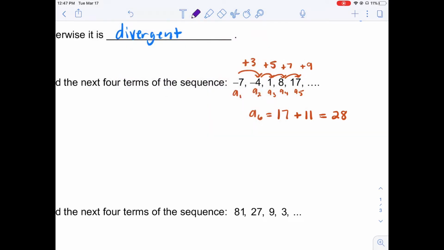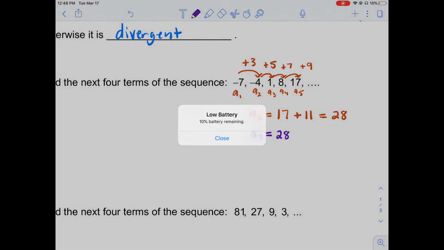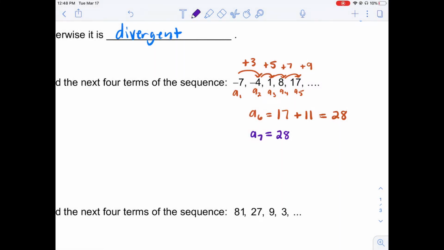So the next step, what we're going to do is find the 7th term. What we're doing right now is a recursive sequence. I'm taking the term before, so I take right before 28, and I'm adding a new rule onto it. So if I added 11 last time, this time I would need to add 13, and then I do 28 plus 13. That gives me my next value to be 41.